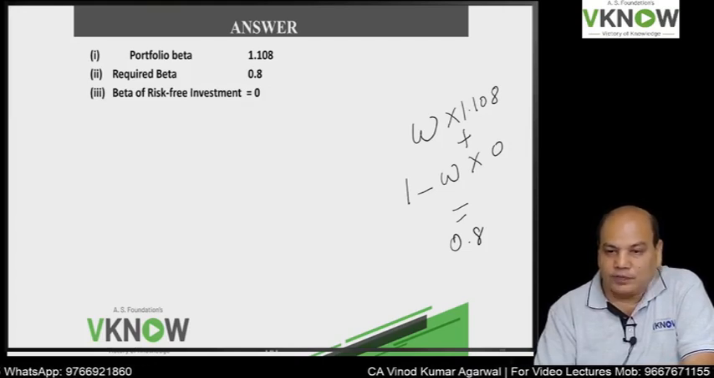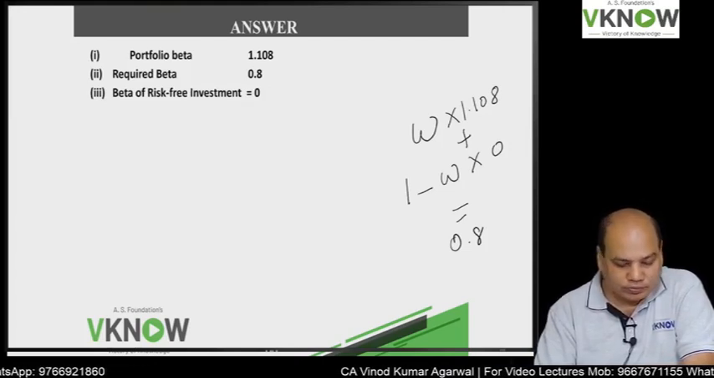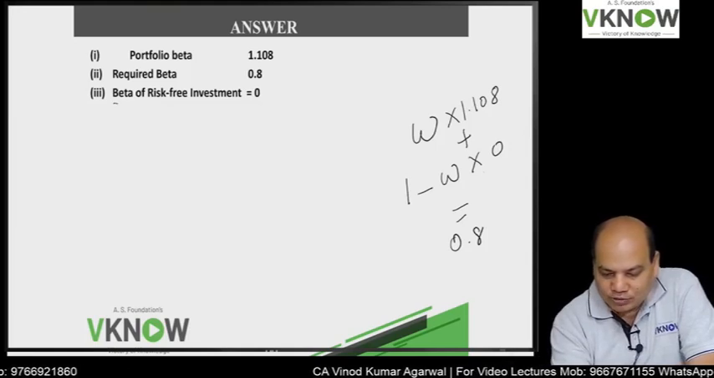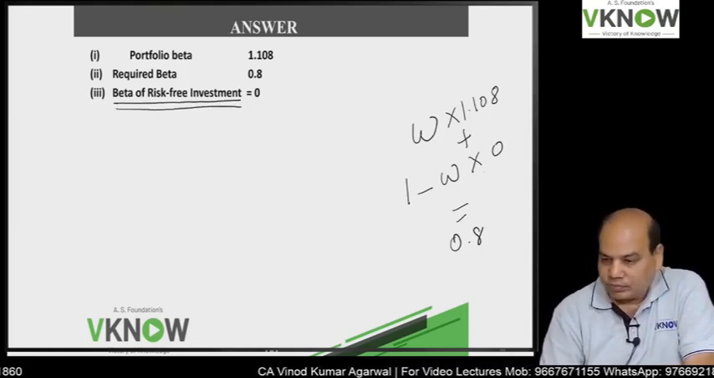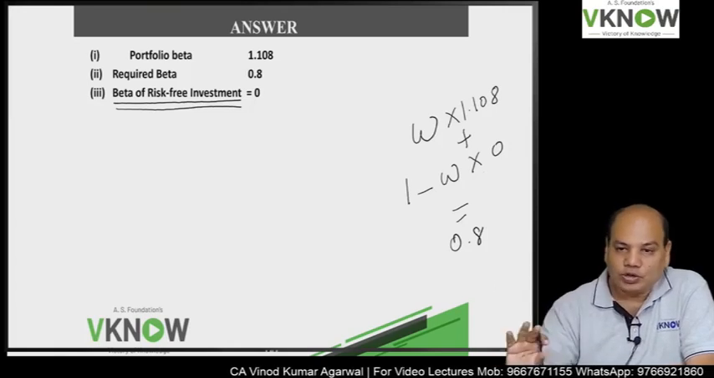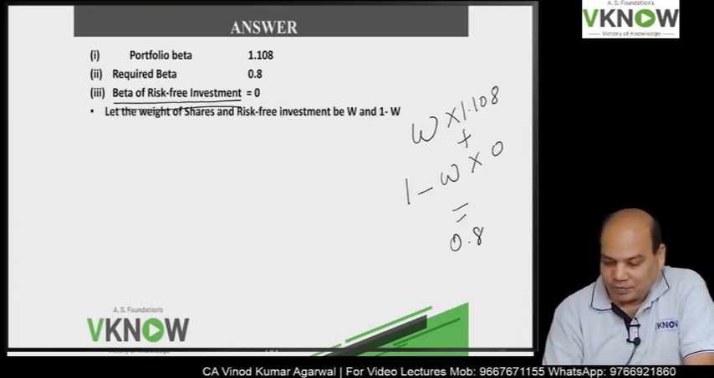All of you know the beta of a risk-free investment is 0. If you don't know, then at this point you should know that the beta of a risk-free investment is 0. Beta of the market portfolio is 1. These two are given in our syllabus.